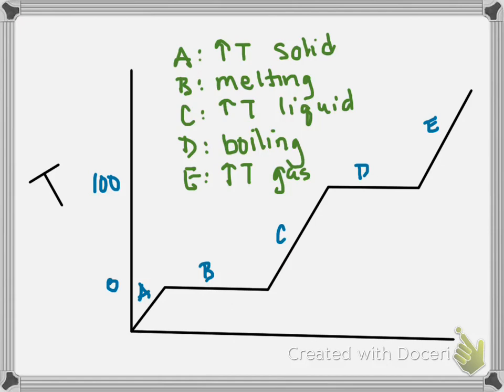Okay? The big thing that you need to be able to recognize come your final exam time is that at A, C, and E, that's when our temperature is changing. Okay, remember that temperature is also associated with kinetic energy. So at A, C, and E, that's when our kinetic energy is changing. At B and D, that's where our phases are changing.